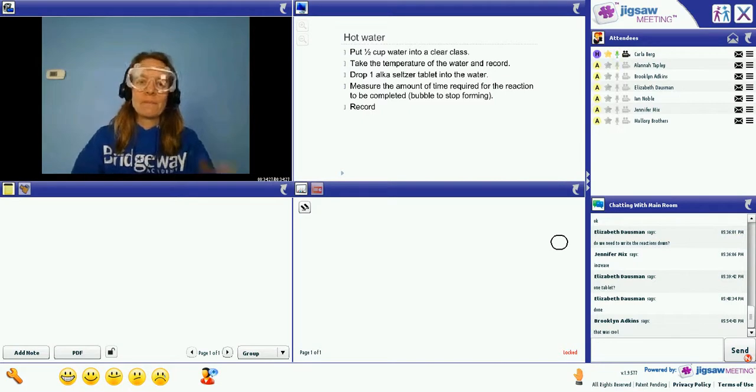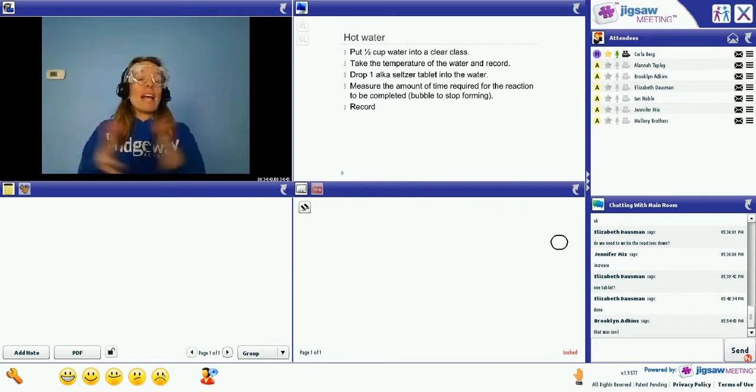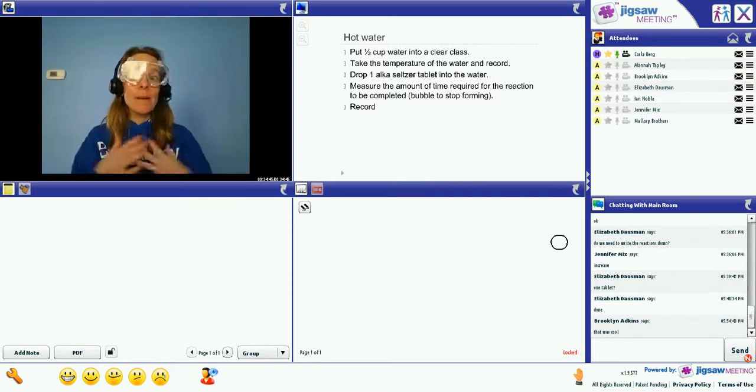Brooklyn, go ahead. The water increased the temperature. It dissolved faster. Awesome, great job. That's exactly what happened in my lab, and it sounds like that's what happened in Brooklyn's lab.